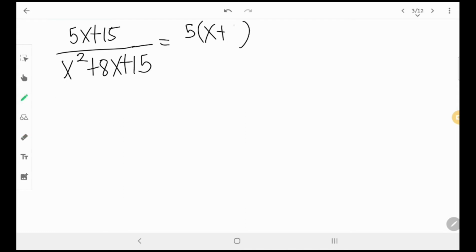So, that must be 3. Okay, dito na lang chinek ko. Okay, so, and then, dito naman, factor, this is factoring by trial and error. Factor down the 15. That's when you get the sum, the answer is 8. And that is 5 and 3.